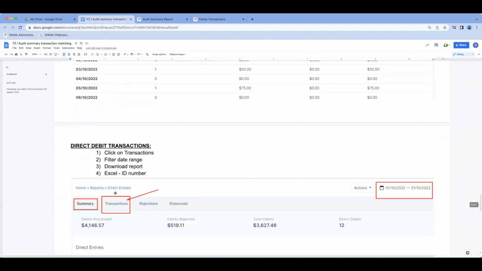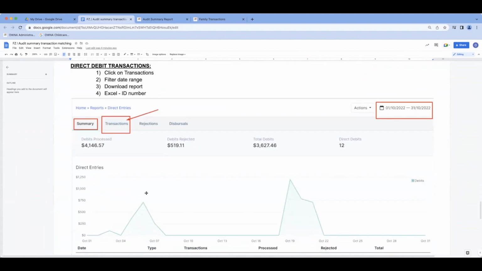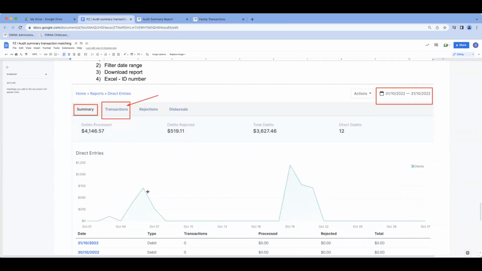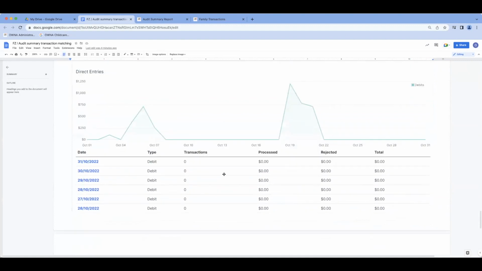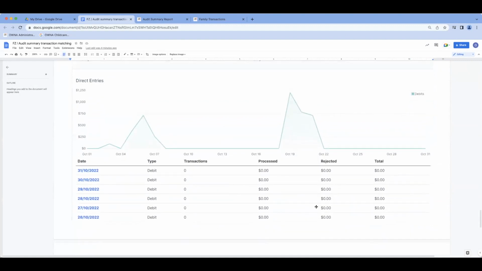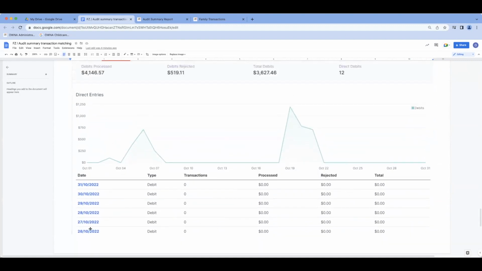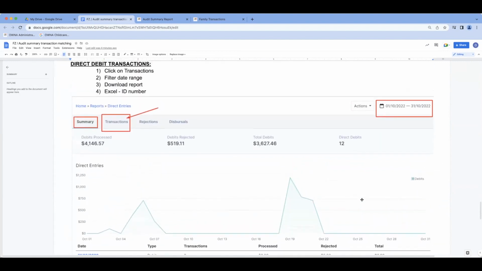So if you scroll down again, this is the screen that you'll get when you click that direct entries. Now it defaults to the summary page, and this is what the summary page looks like. Again, this particular centre didn't have any payments in the month of October, but if they did, it would show you, say on that date, you processed 20 payments and that's how much total. But to me, that won't mean much because I want to see individual transactions.